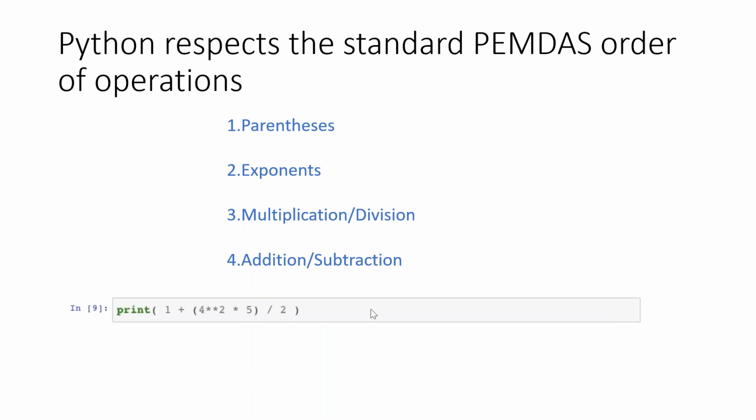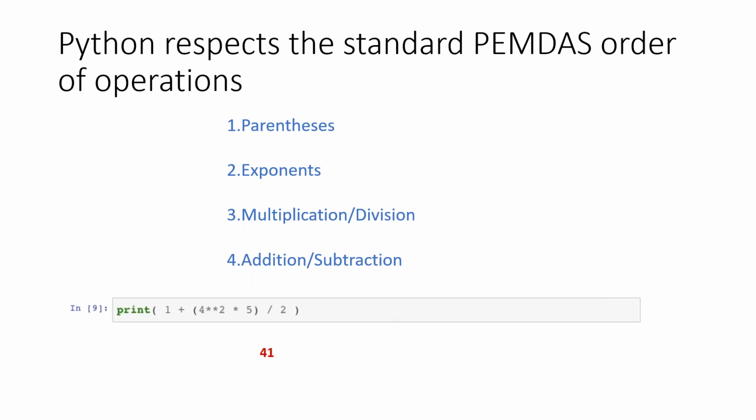So here there is an expression, and I'm printing the answer there. So 1 plus, in the parenthesis, 4 exponent 2, and that is multiplied by 5, parenthesis closed, and divided by 2. So what will be the answer for this? What do you think it will evaluate to? What is the computation here? 41. Yes, it is 41.